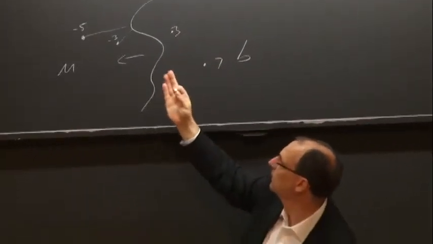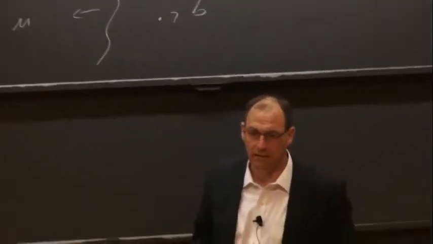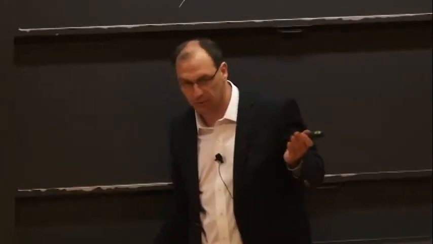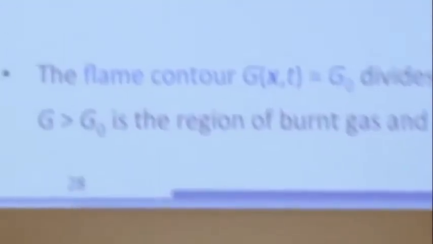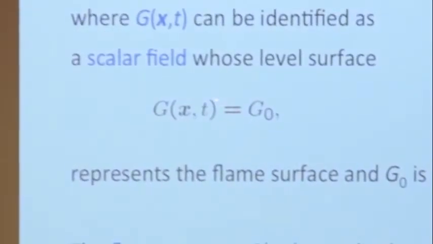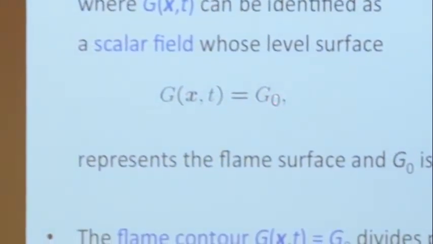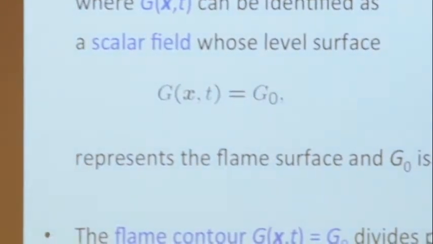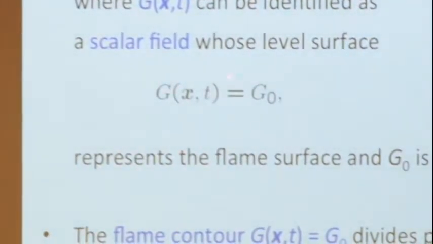Okay, and then you see if I have this whole scalar field, then where the scalar is 0, that's where the flame is. Okay? It's not so hard. It's relatively simple. So this means the flame is defined as, so G, that's our level set function. G is, where G is equal to G naught, there's a specified value. Let's just take this as 0. Where G is equal to 0, that's where the flame is.